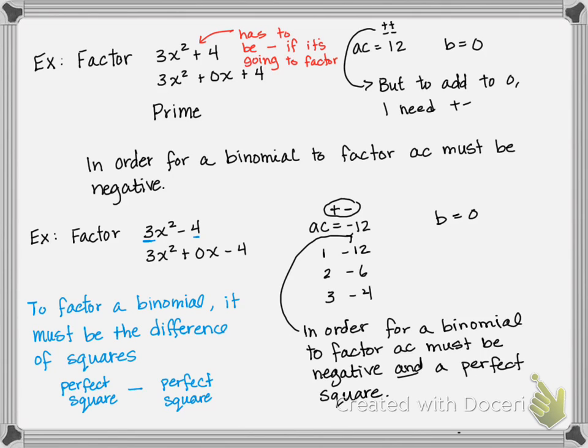So again, if you don't remember this, it's okay. You put your 0x in and you try to factor, and if it doesn't factor, you'll find out that it doesn't factor. But if you can remember the form that it has to be in order for it to factor, then you can say it's prime a lot quicker without actually having to go through all of the calculations.